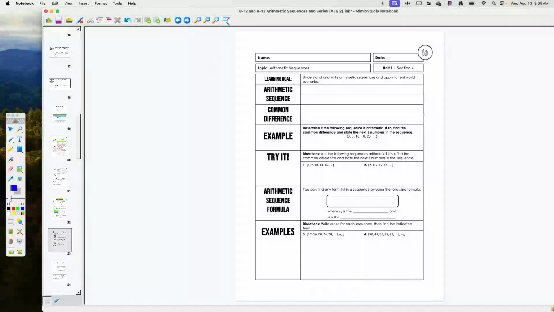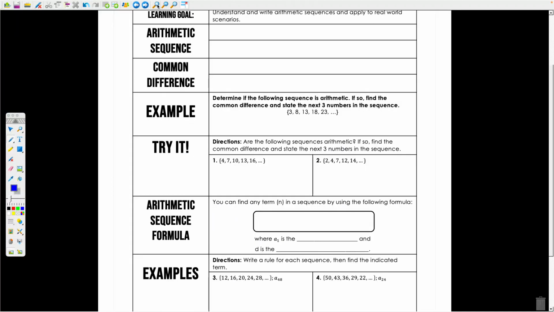Let's get it out the way. An arithmetic sequence. Oh, look at me saying a word that you probably ain't heard. It looks like arithmetic, though, dog. You see that? It looks like arithmetic, but it's arithmetic.